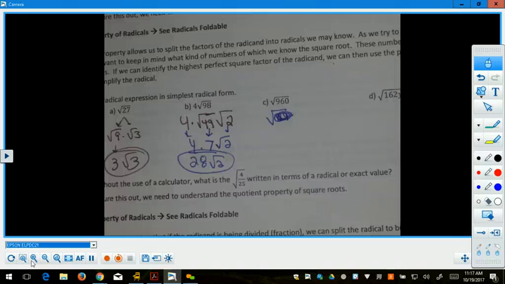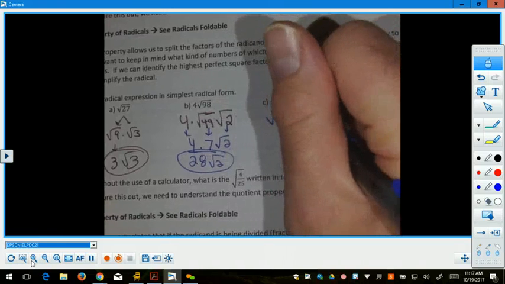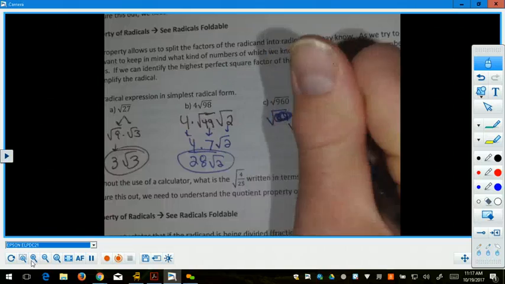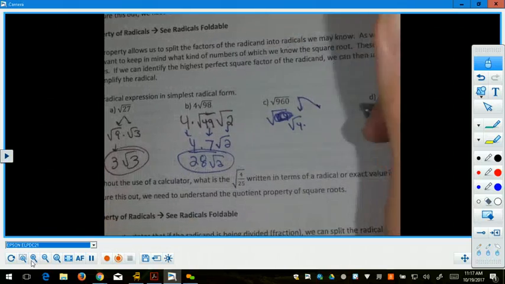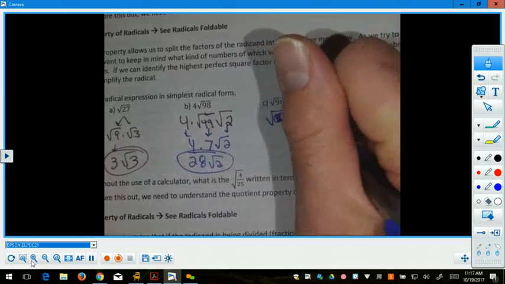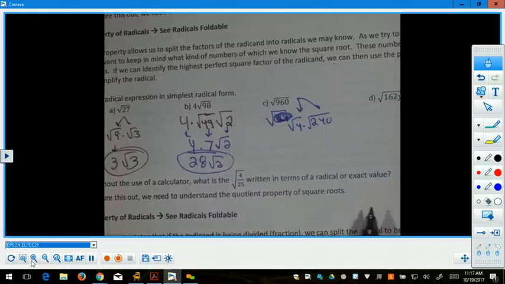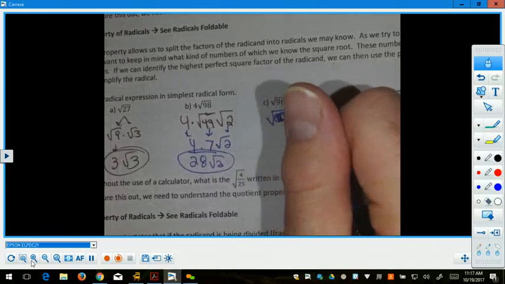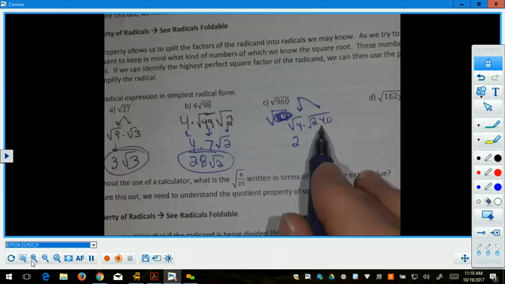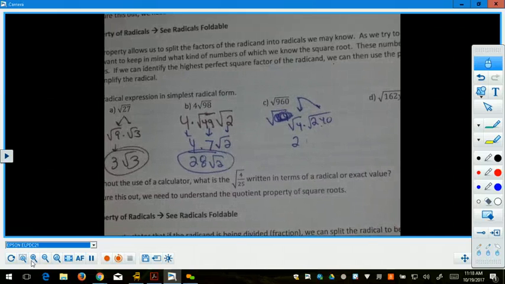But does anyone have a different perfect square that goes into it? It doesn't have to be the largest one. 2 is not a perfect square, but 4 is. Great, let's do 4. 960 divided by 4 is 240. What's the square root of 4? 2.